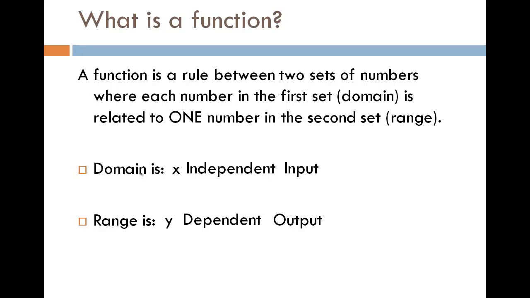We think of the domain as all the x values. The domain is all of the independent values. The range is all the y values, which we usually think of the y values as being dependent on the x values. So the range is all of the dependent values. You could also again think of them as an input value, and the function gives us an output value.